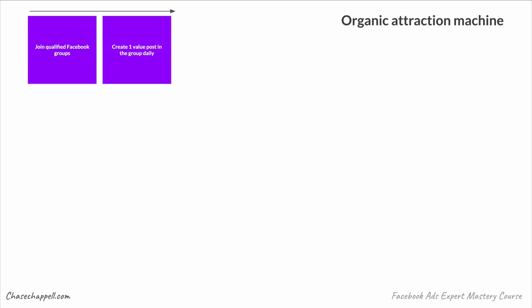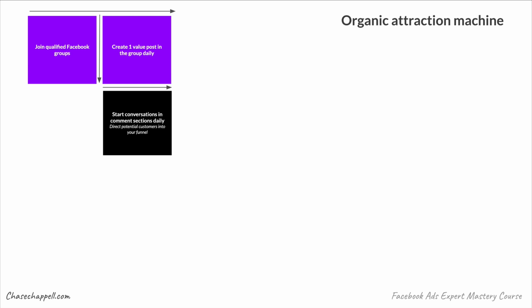The next thing that's going to happen is you're going to increase your reach. More people are going to be commenting, and so much is going to happen that's really going to allow you to start moving these people forward into your funnel. And once you create one value post, you're then going to start conversations in the comment sections daily.